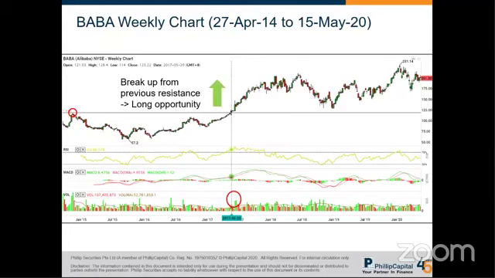So a breakout from the previous resistance is a long opportunity. And sometimes you want to set a stop loss, maybe from the previous swing.